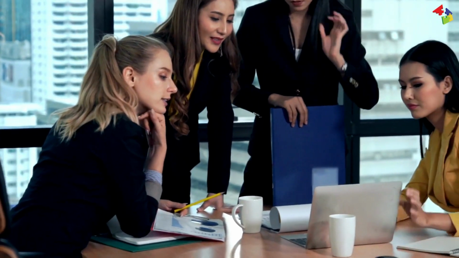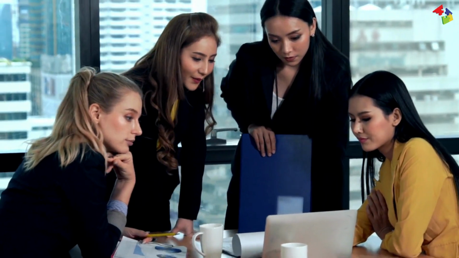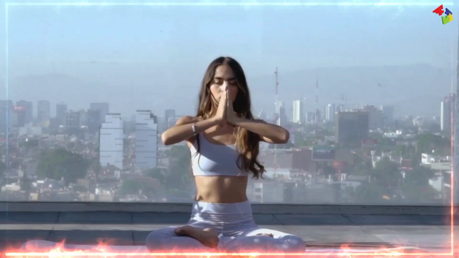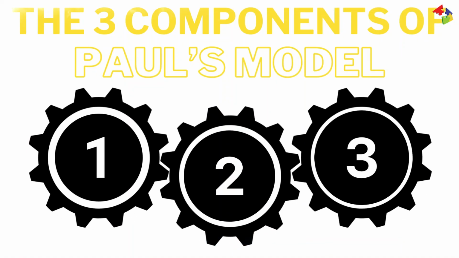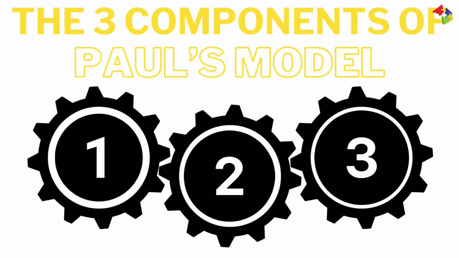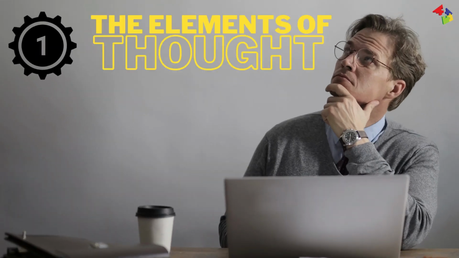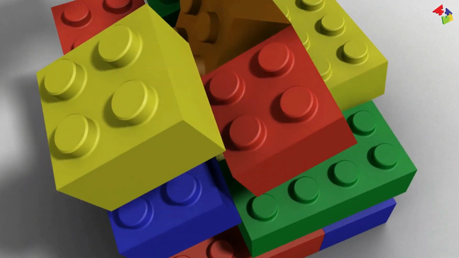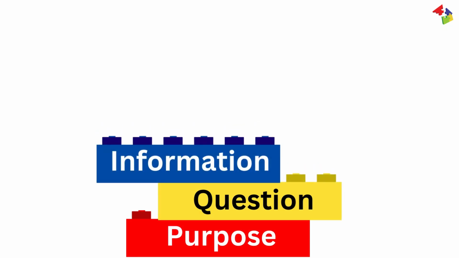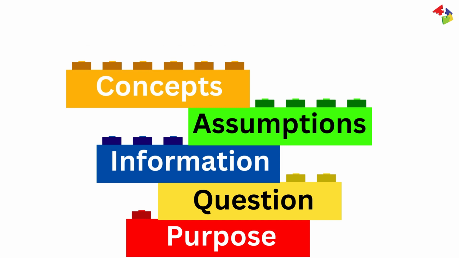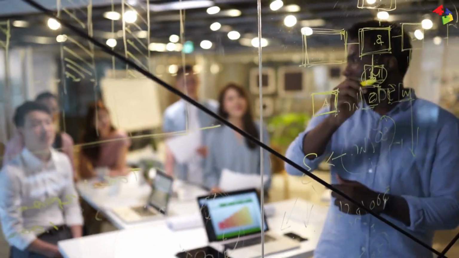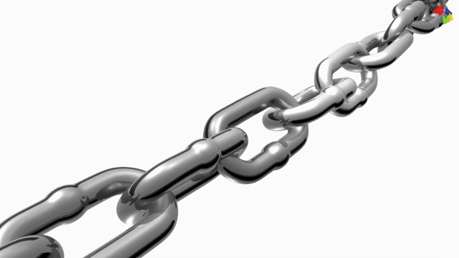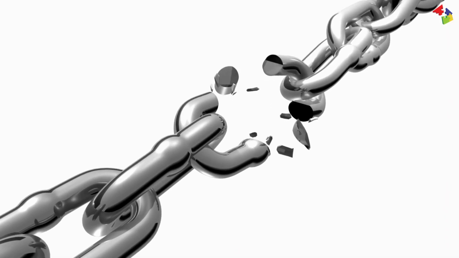Paul's model helps us to analyze the structure of our thinking, evaluate the quality of our reasoning, and develop the habits of mind that foster critical thinking. Paul's model of critical thinking has 3 components. 1. The elements of thought. These are the basic building blocks of our thinking, such as the purpose, question, information, assumptions, concepts, implications, and conclusions. We can use these elements to analyze the structure of our thinking and identify its strengths and weaknesses.